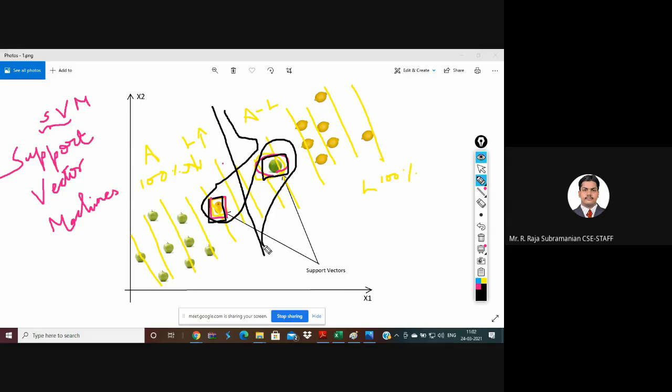Like this, I cannot draw a line. You can draw only a hyperplane. That hyperplane should be like this, and my role is to find an optimal hyperplane. So ultimately, what we require is an optimal hyperplane. If I am able to find this optimal hyperplane, then I will get the topmost accuracy compared to other classification algorithms. So I need to find this optimal hyperplane.